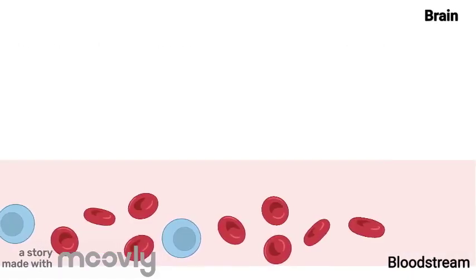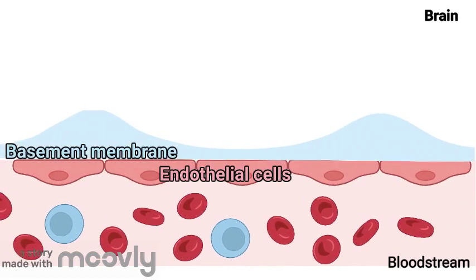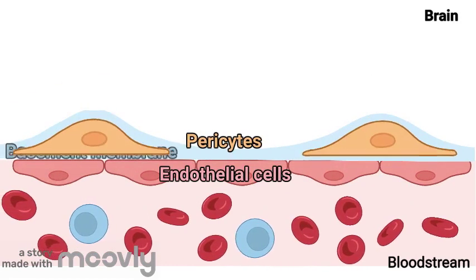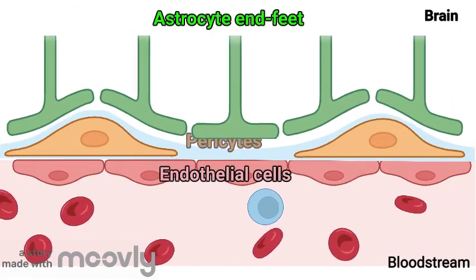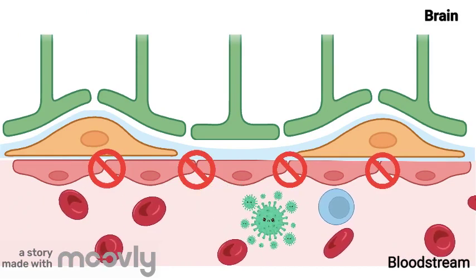Moving on to how these cells sit together around the vessels in the brain, starting with the lining of the endothelial cells, followed by the basement membrane where the pericytes reside, and finally the astrocyte end feet. Here, a circulating pathogen attempts to enter the CNS but is unable to do so due to the barrier.